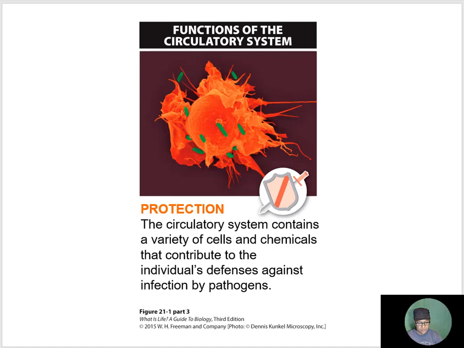But the circulatory system also functions in protection. So it contains a variety of cells and chemicals that contribute to the individual's defenses against infection by pathogens, and that is the white blood cells that are in the circulatory system. But also, when we get to the immune system, you're going to learn that it's more than just white blood cells. Of course, as you know, throughout all of this COVID pandemic, there are antibodies there as well. And then we have what's called the innate immune system that is in the bloodstream as well. We'll talk about that when we get to the immune system, but the circulatory system is very important, right?